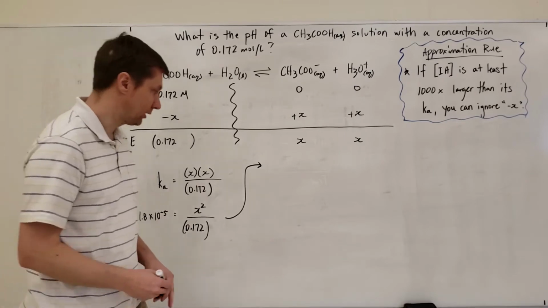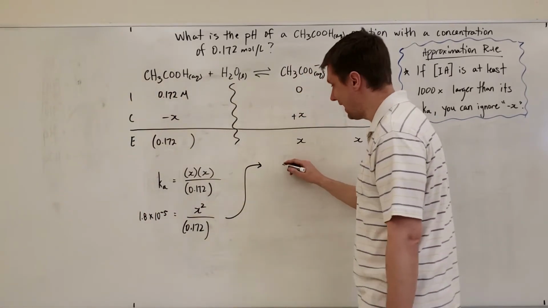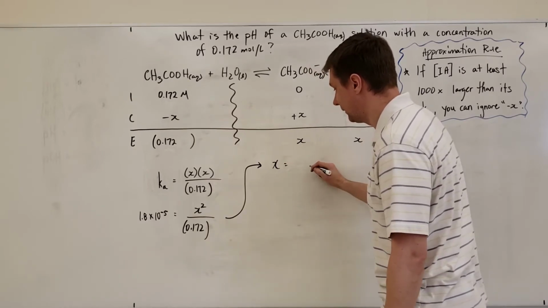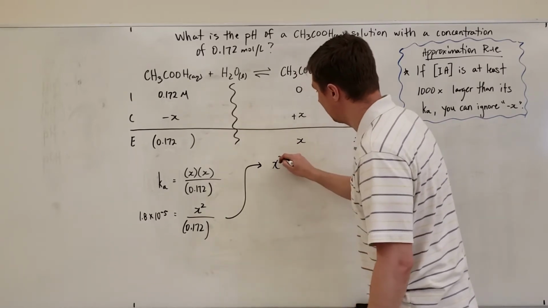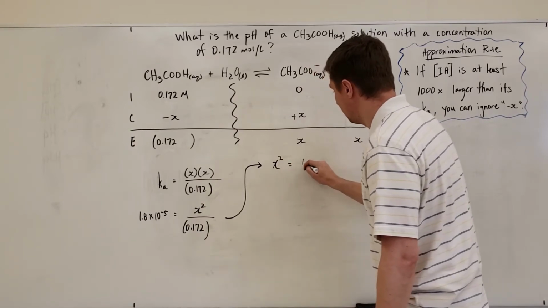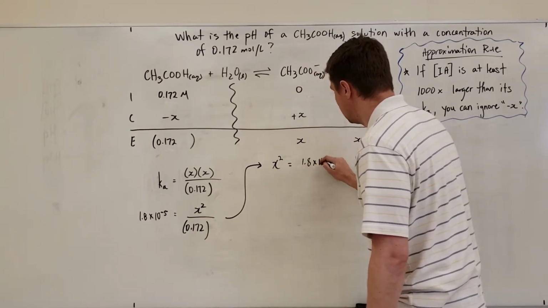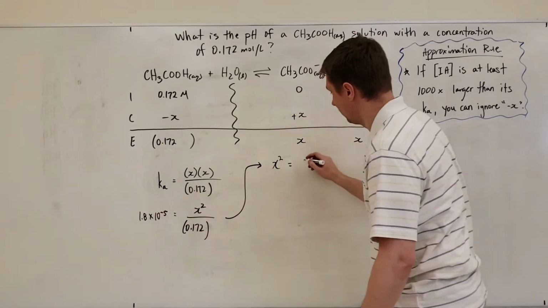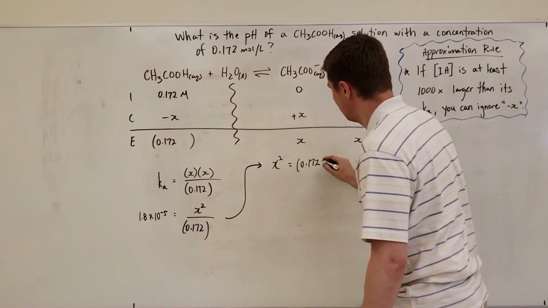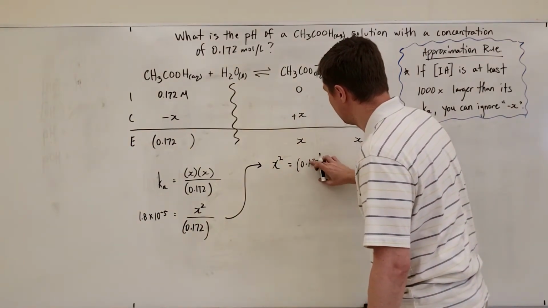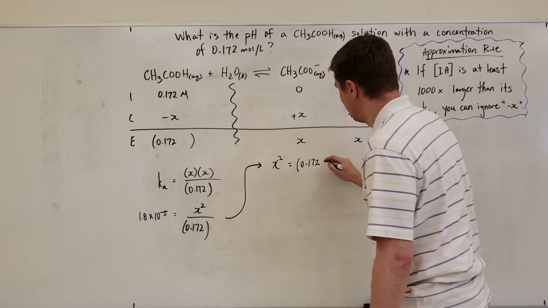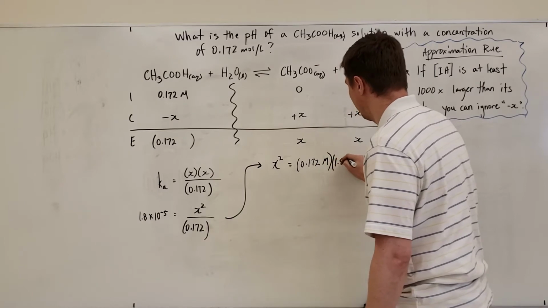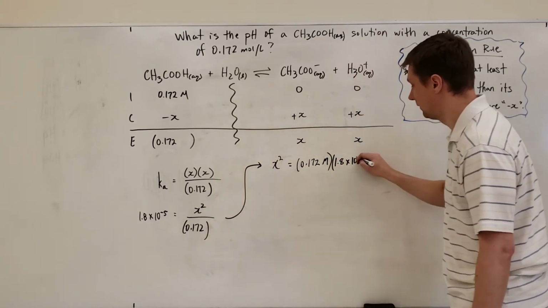If I rearrange this to solve for x, x squared is equal to 1.8 times 10 to the negative 5. I'm going to multiply that number over, so this is 0.172 moles per liter, times my Ka value, 1.8 times 10 to the negative 5.